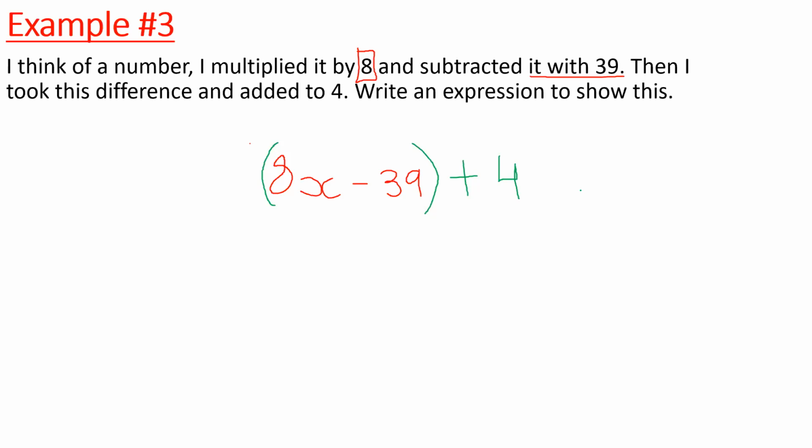Go ahead, Kyle. So it's going to be 8x, 8 multiplied by x, minus 39, plus 4. If you didn't get it right, make sure you correct it. If you got it right, put a tick and very good job.